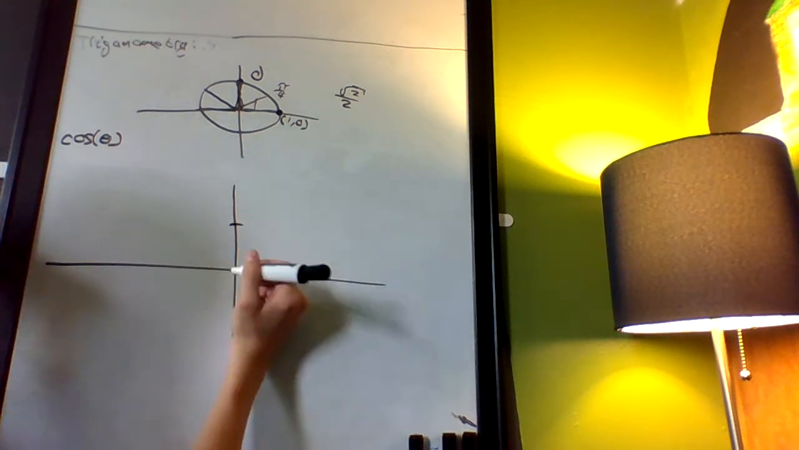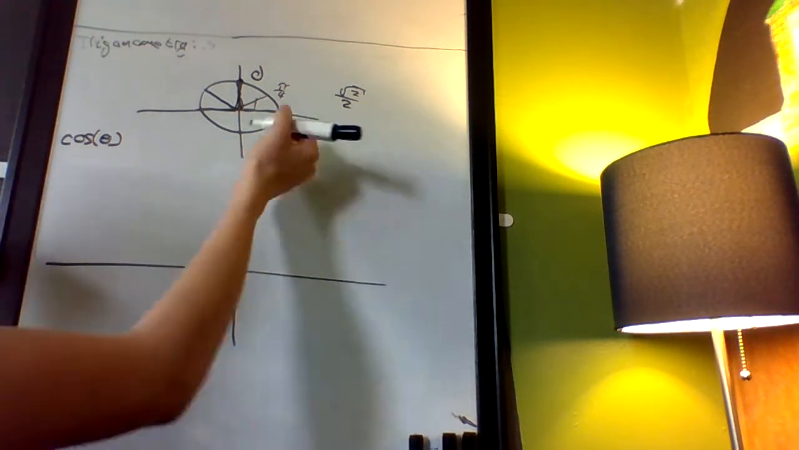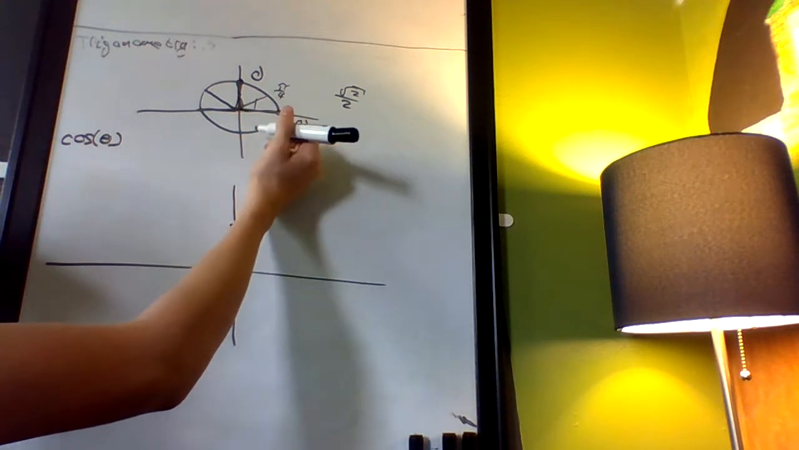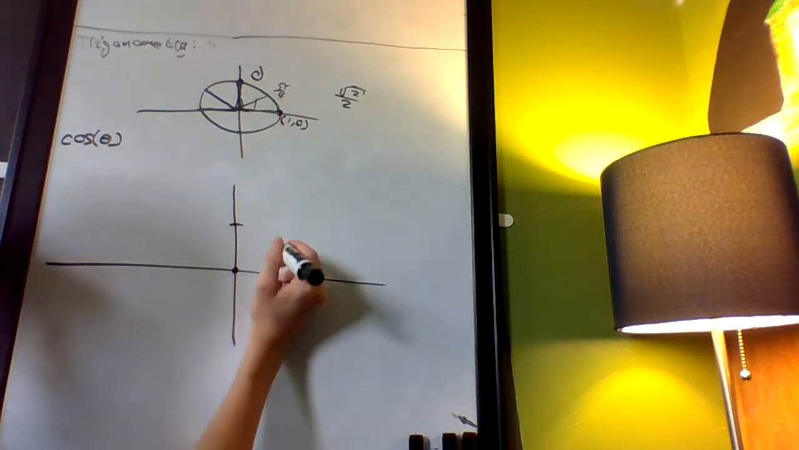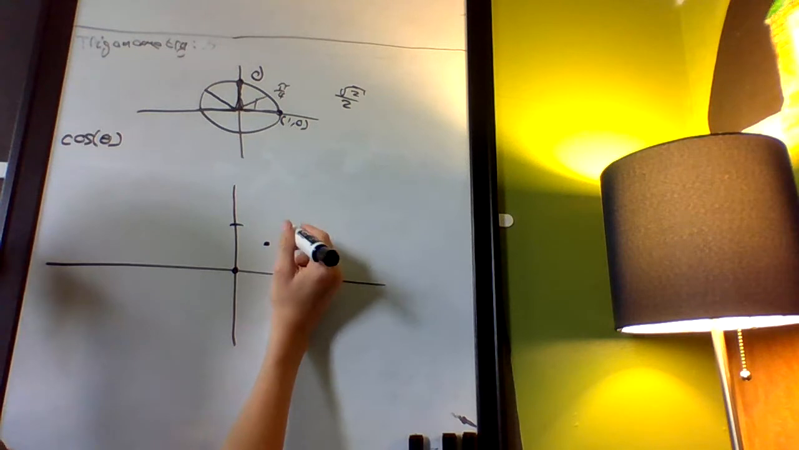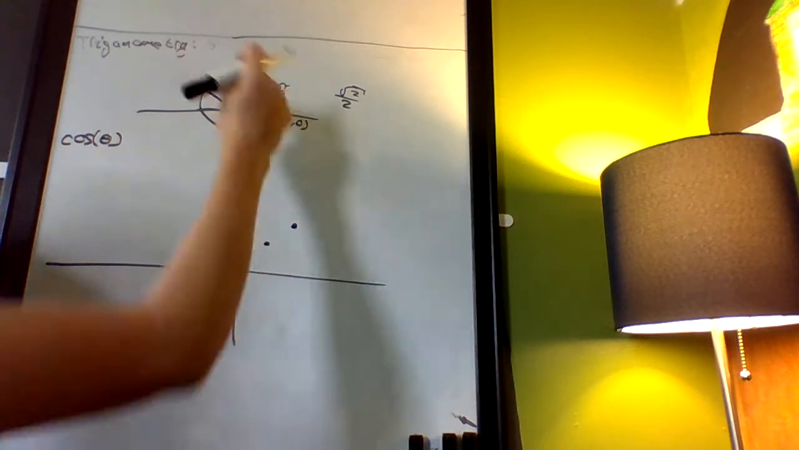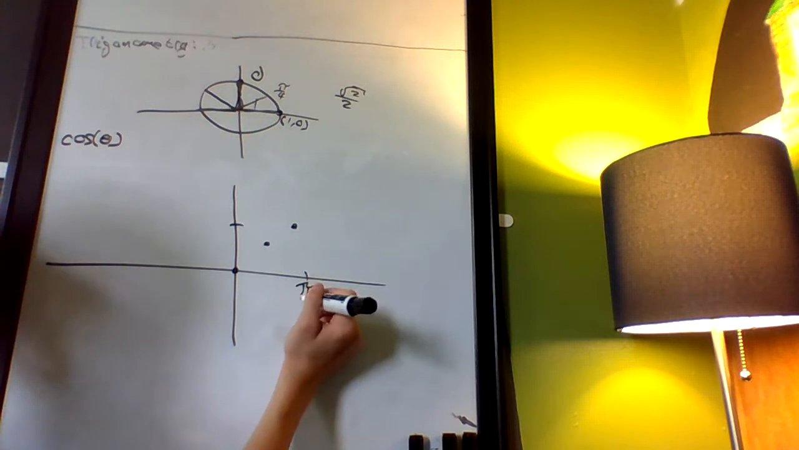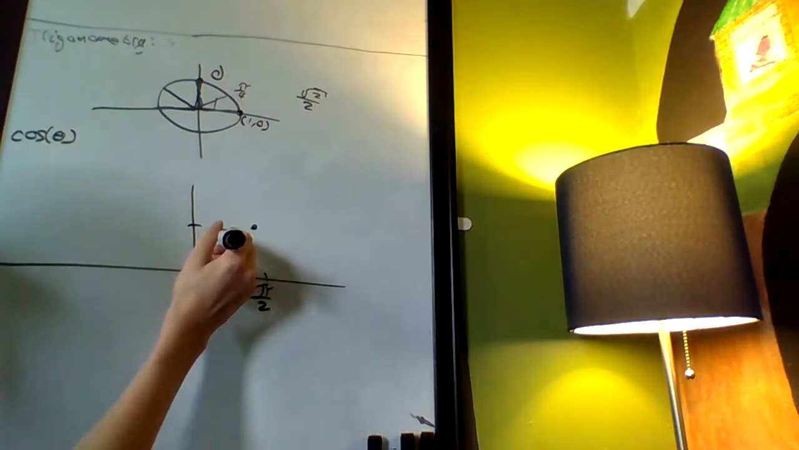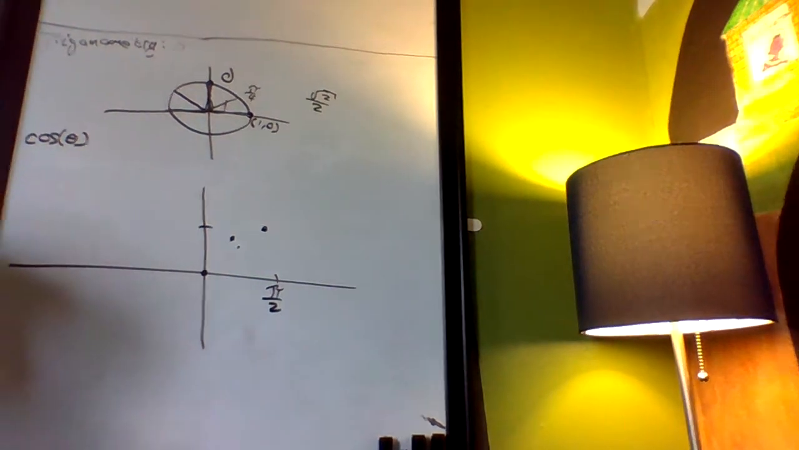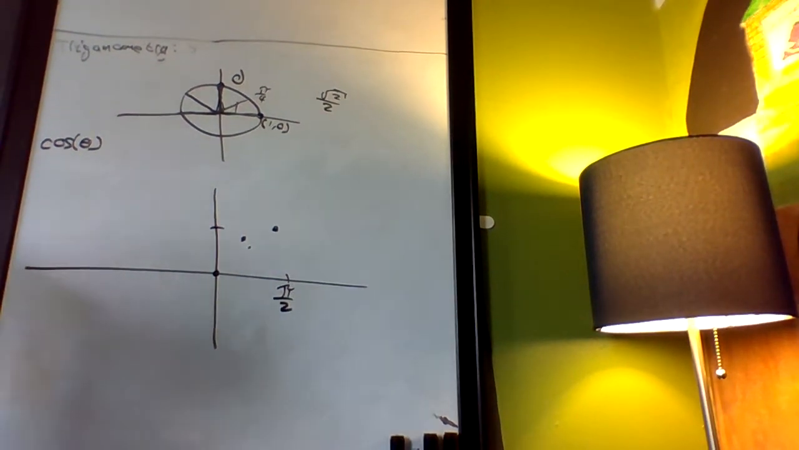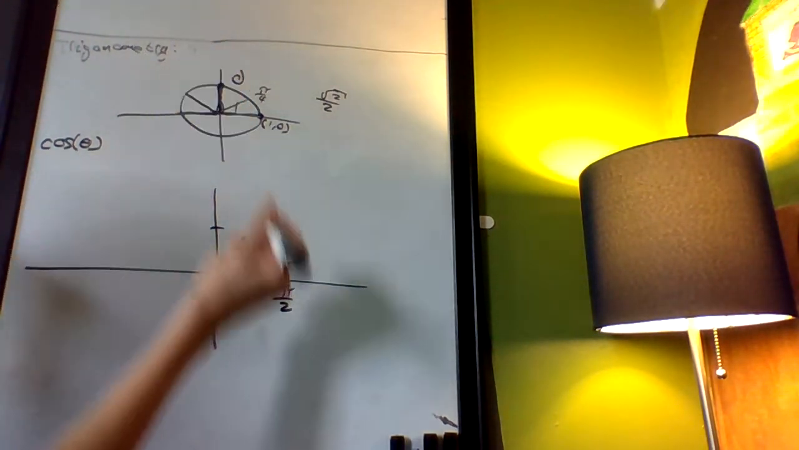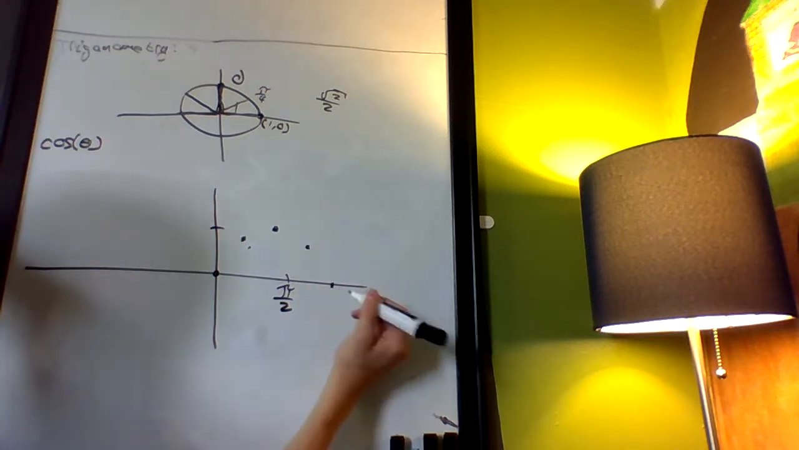So at 0, it's actually going to be 0, right? Because our y is 0. At pi over 4, it's also going to be the square root of 2 over 2, so right around there. Then at pi over 2, let's label it pi over 2, it's going to be 1, right? Because it's a distance 1 from the origin. Then it goes back down.